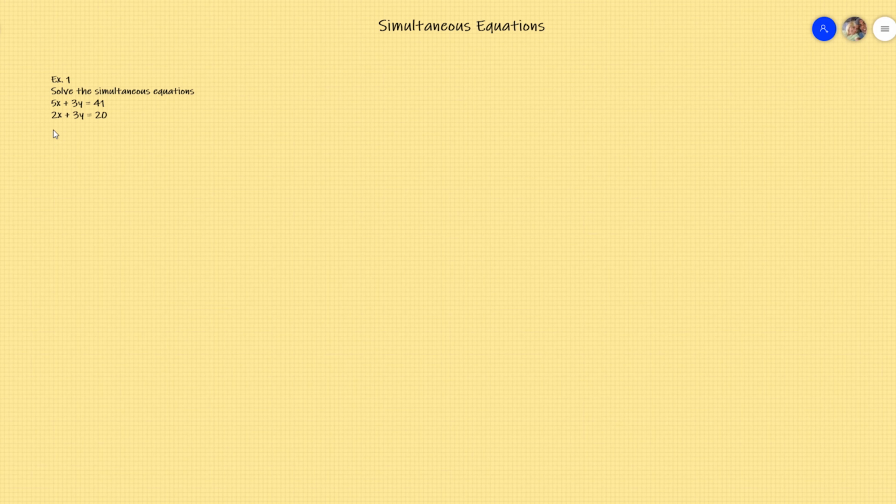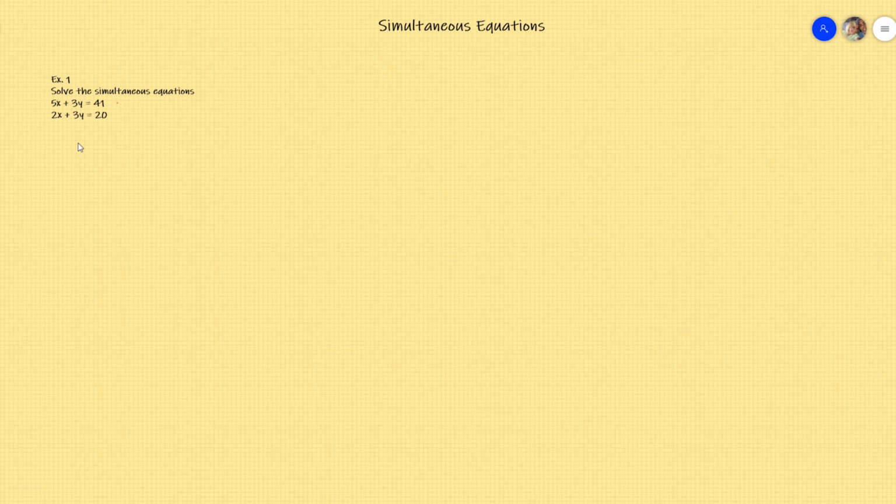In exercise 1, solve the simultaneous equation 5x plus 3y equal 41, 2x plus 3y equal 20. As we used to talk about in all the episodes of IB Master, we must have our strategy. And this strategy will come from reading the question very carefully. As we noticed, in these two equations 3y is repeated. So the easier and more effective way is to use the substitution way.